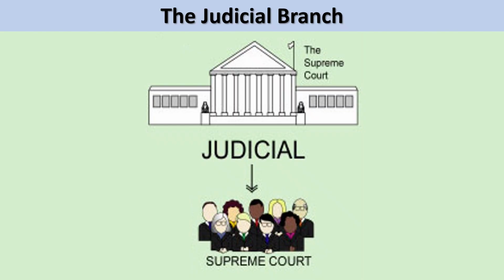There are many people in the judicial branch of government, but at the very top of the branch are just 9 Supreme Court justices. Much like the Constitution is the highest law of the land, the Supreme Court is the highest court in the United States.